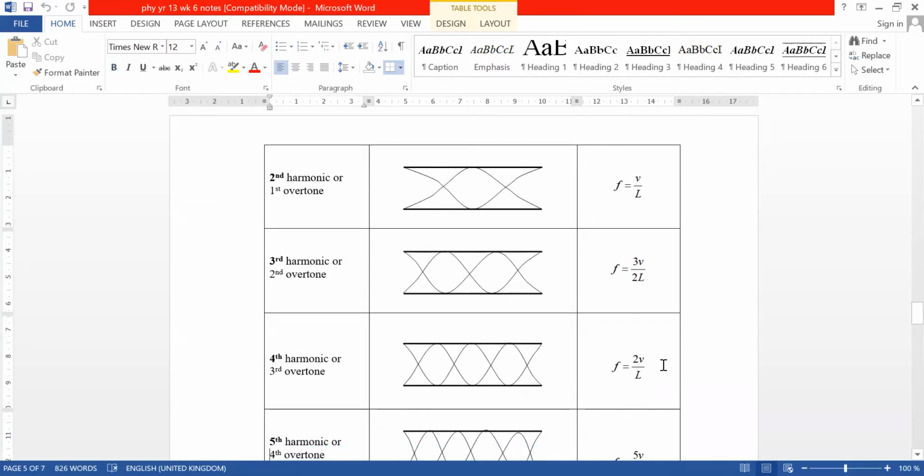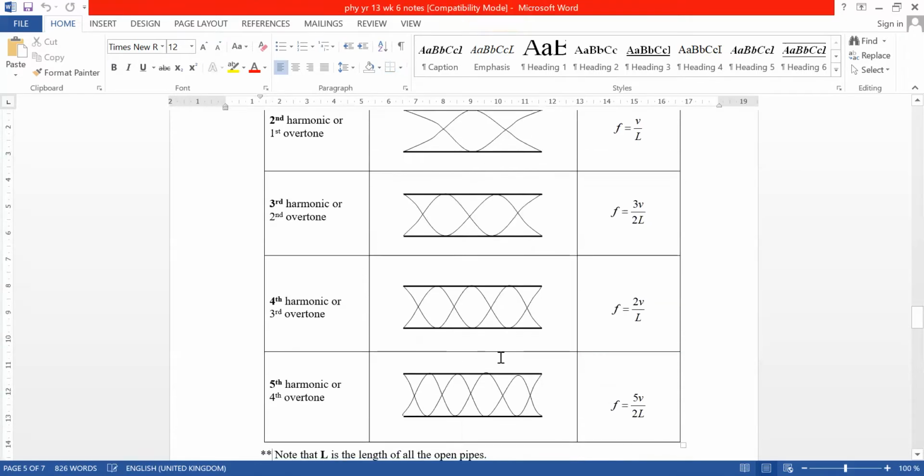And for the fourth one, we will have 4V over 2L, the 4 will cancel with 2, and we have 2 on the numerator. And it's the fourth harmonic, so we should have 4 loops: 1, 2, 3, and then 4. Remember, every time, since the pipe is open at both ends, we will have an antinode at the ends.